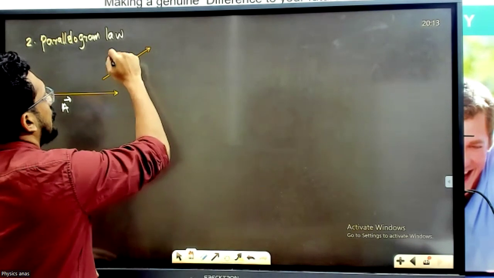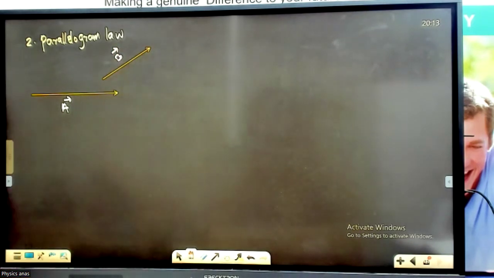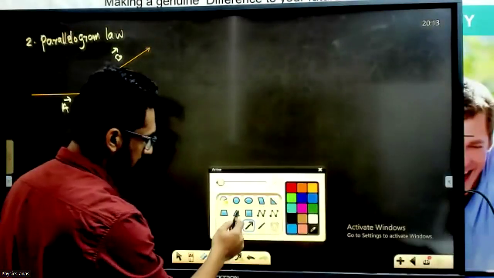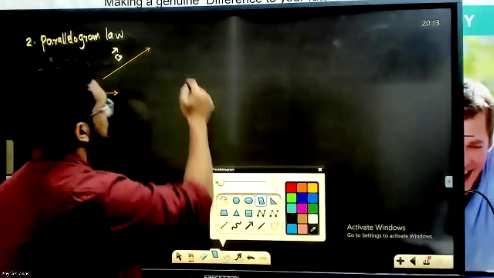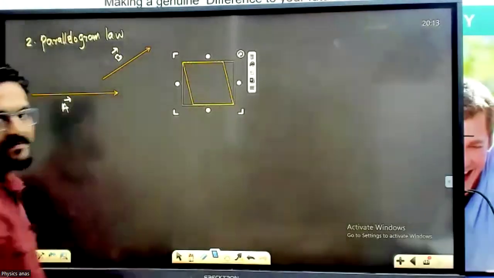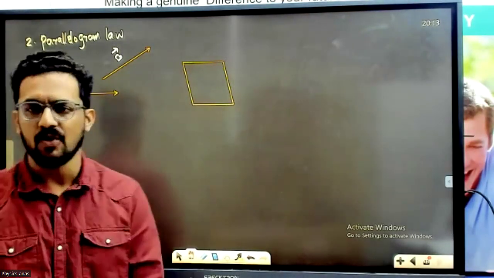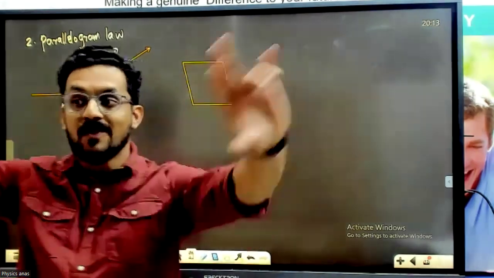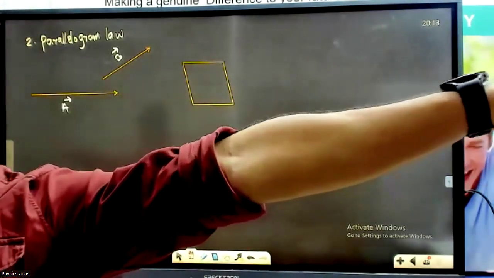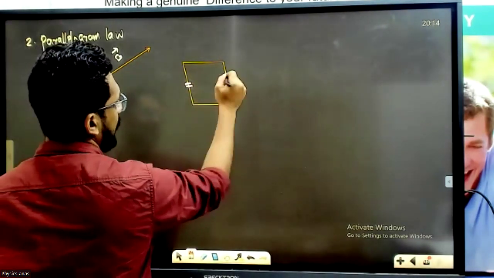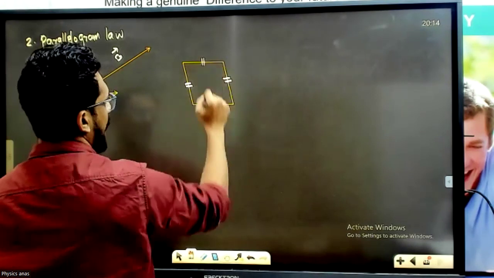Okay? Now, what is parallelogram law of vector addition? What is a parallelogram? This is a parallelogram. What is the speciality of a parallelogram? Their opposite sides will be equal and parallel.